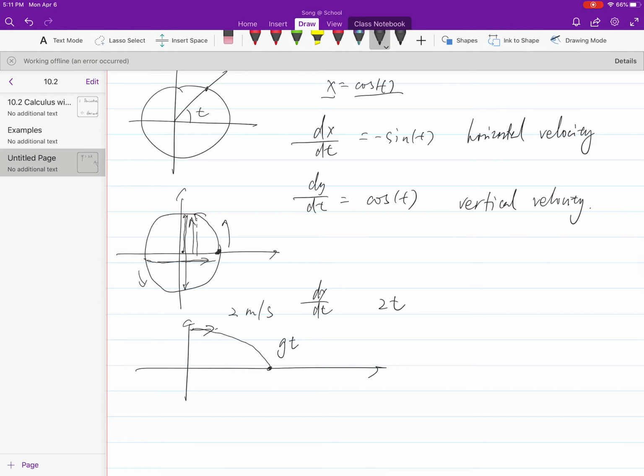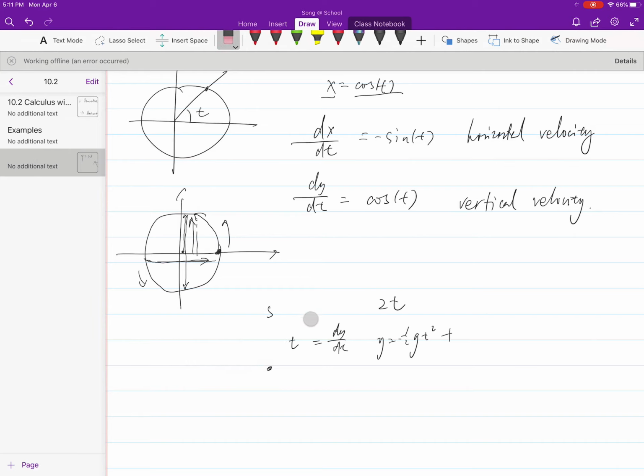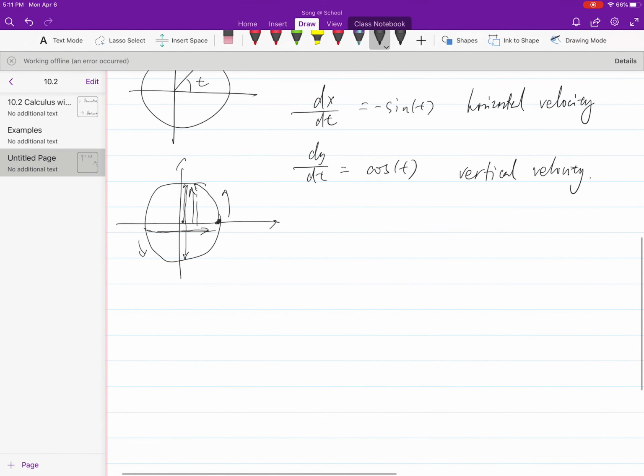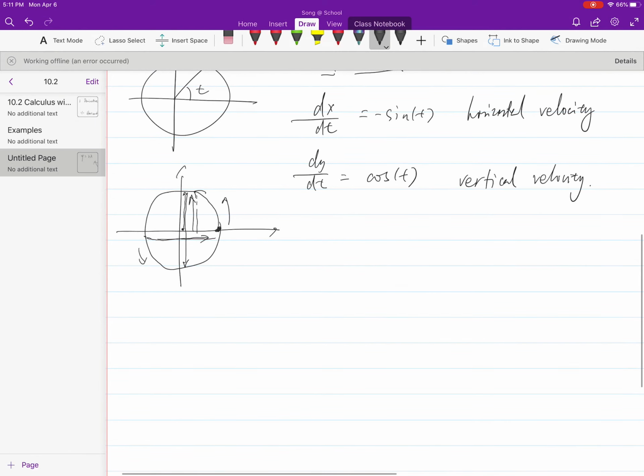What is the vertical velocity? That is actually the acceleration times t. Your vertical velocity is going faster and faster and faster. That should equal your dy over dt. That's your y. Your y equals 1/2 gt squared. Actually, there is a minus, and plus the initial position. So that's how we do it. This is the horizontal velocity and the vertical velocity.